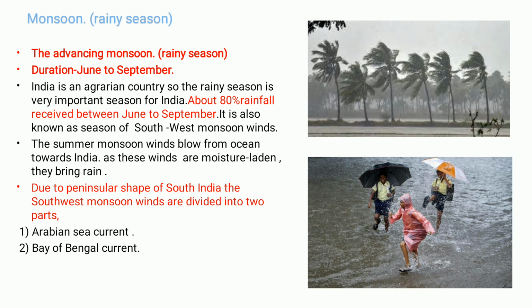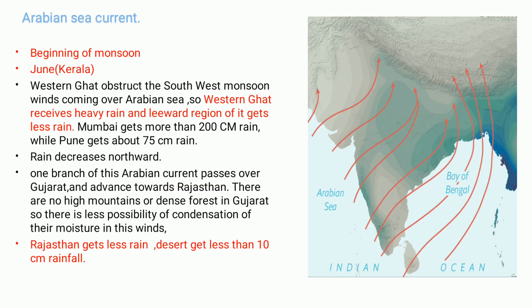The summer monsoon winds blow from the ocean towards India. As these winds are moisture laden, as they blow over the water bodies of the Indian Ocean and Arabian Sea, they have moisture content. And because of that moisture, India gets rain. Due to the peninsular shape of India, the southwest monsoon winds are divided into two parts: the Arabian Sea current and the Bay of Bengal current. First, the Arabian Sea current.